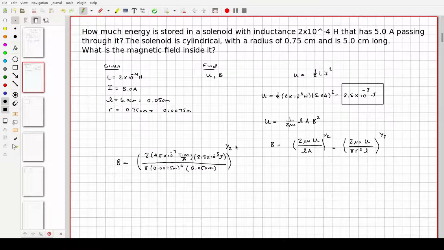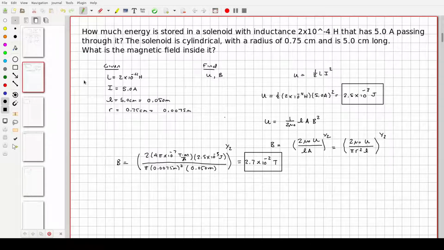So let's see here. You take that, multiply it by 2, multiply it by 4 pi times 10 to the minus 7th. Then divide by, again, you could just divide the pi's out if you want, but I'm not, times 0.0075 squared times 0.05. And then I'm going to take the square root of this. And so the magnetic field here is going to be about 2.7 times 10 to the minus 2nd Tesla. So there you go. Not so bad.